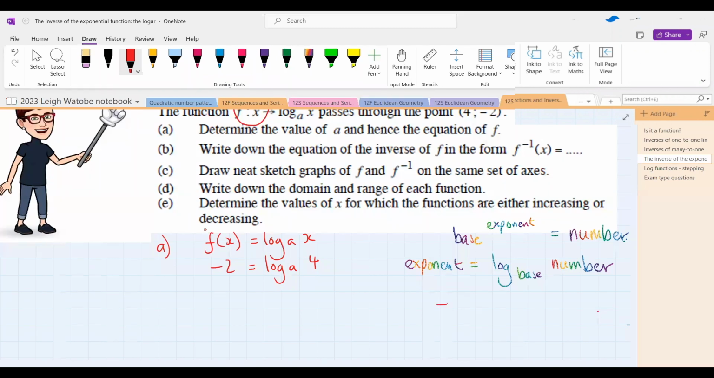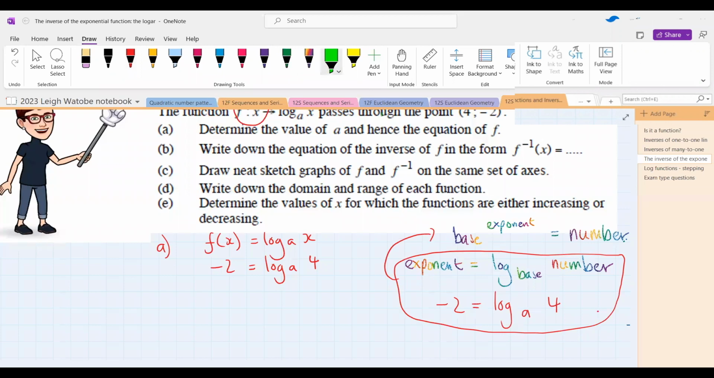So we've got -2 equals log a 4. It's been written in this format. What they want us to do is write it in that format. So this over here is our base.